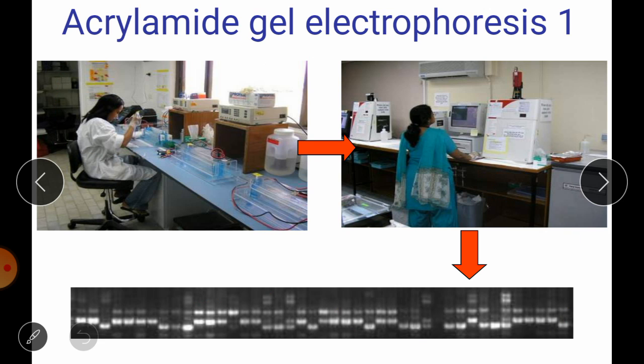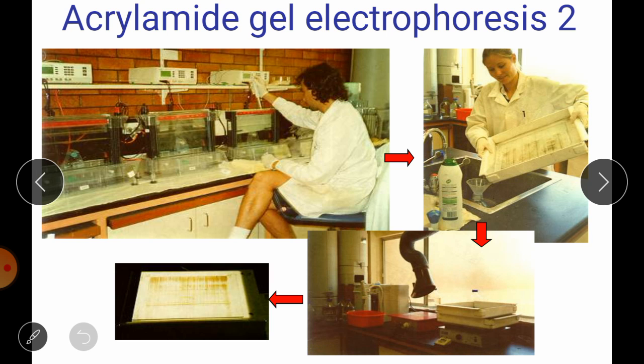Then acrylamide gel electrophoresis has a vertical unit. The procedure is the same. You have to first prepare a gel, load your DNA, and observe it on the gel documentation machine. So you can observe such a banding pattern. Such types of units are there.